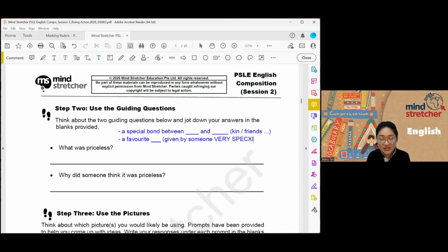So some of you gave me some storylines just now, right? Let's say a grandmother who has passed on gifted this to you when you were younger, and now that you look at it, you realize that this is actually the last gift that she had ever given you. So that's priceless, okay? So a favorite something given by someone very special or very important.